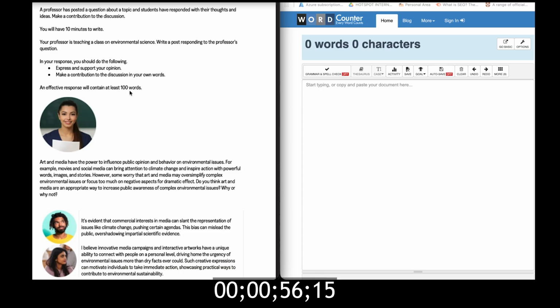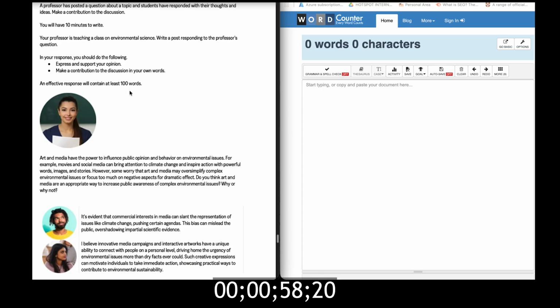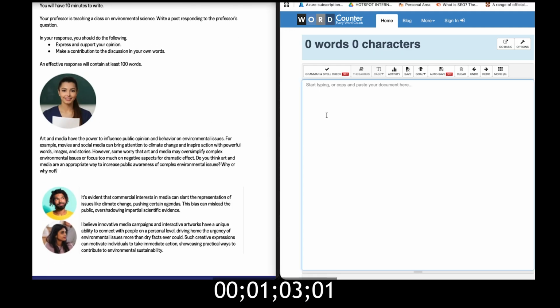An effective response will contain at least 100 words, but we try to write a bit more, around 150 if we have time. Okay, so you already know we have two paragraphs, okay? Opinion, all right? First bullet point, and then second bullet point. Okay, I'm gonna put a number just for myself to remember how I'm gonna manage my time.